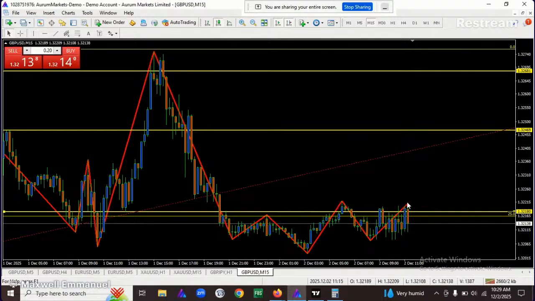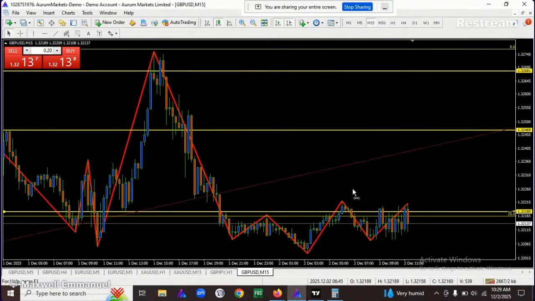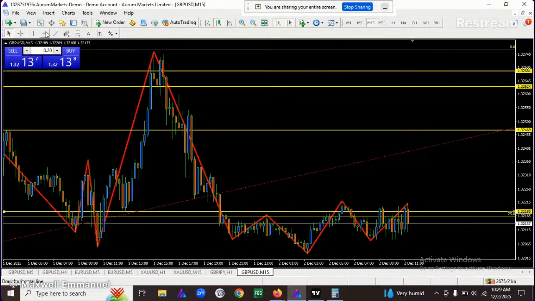If this zigzag closes above this bearish candle, there's a high probability that it will sell. Now on 15 minutes time frame, we have this fair value gap, which could be the draw on liquidity for today's market.